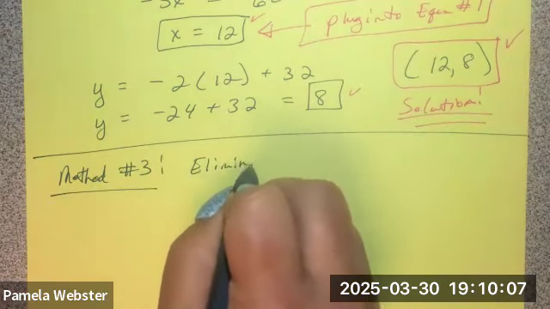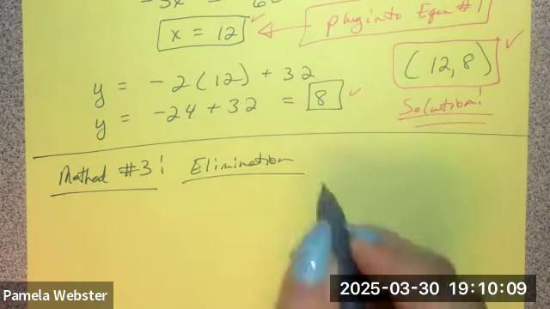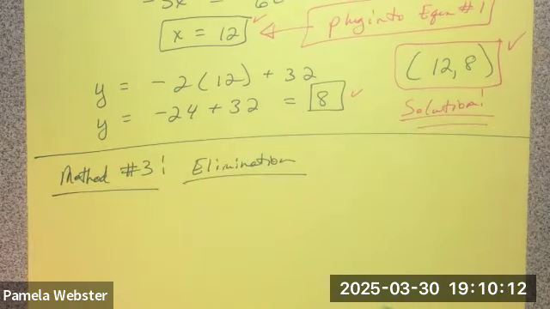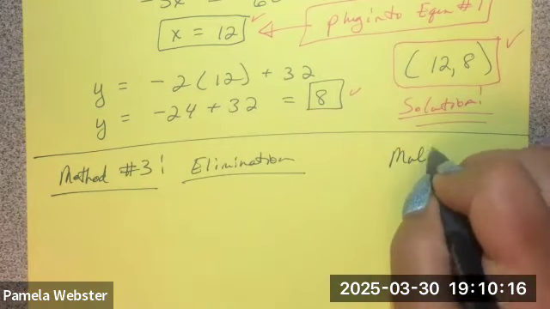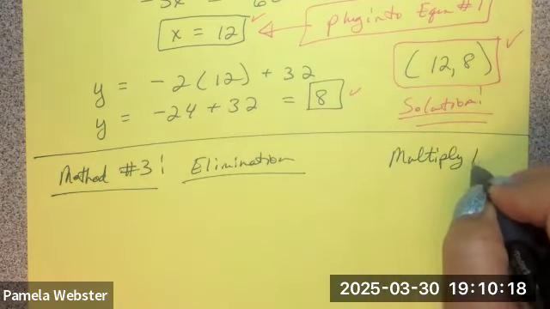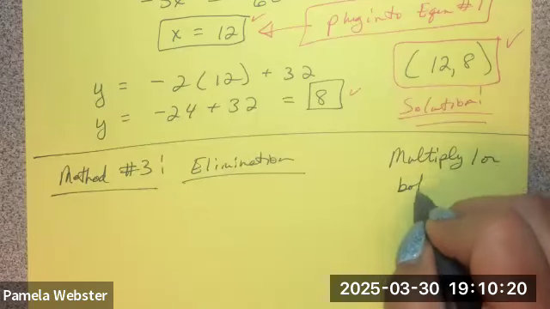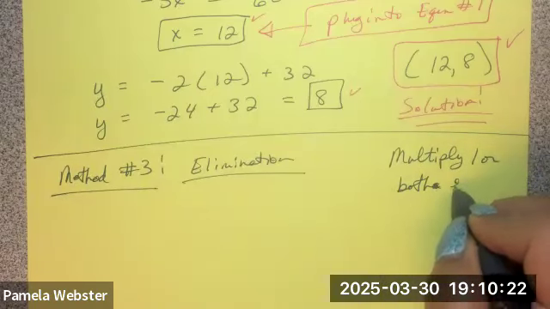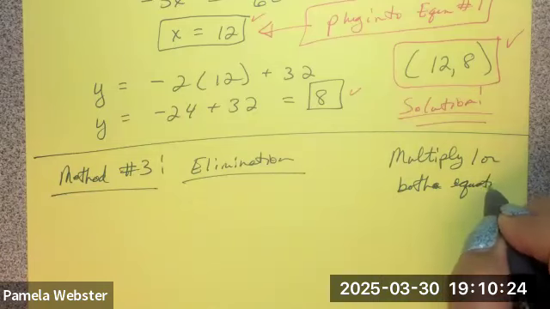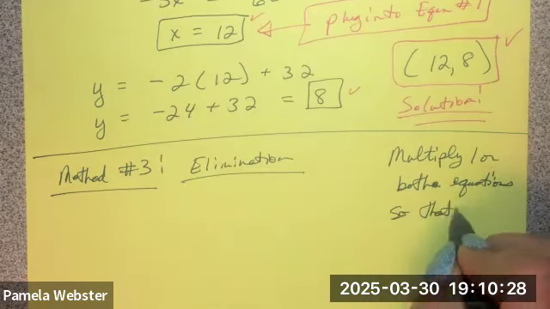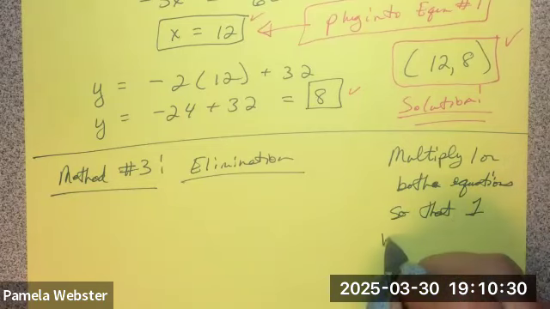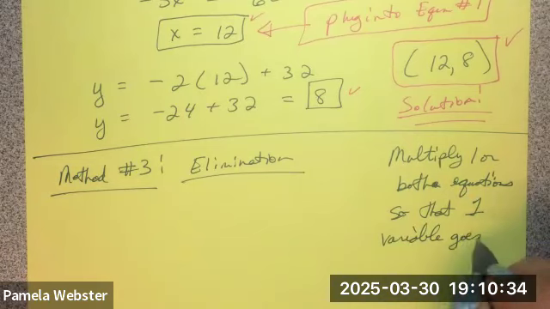Elimination. Okay. Elimination. And what are we going to do here? We're going to multiply one or both equations so that one variable goes away. Or in other words, it's what?